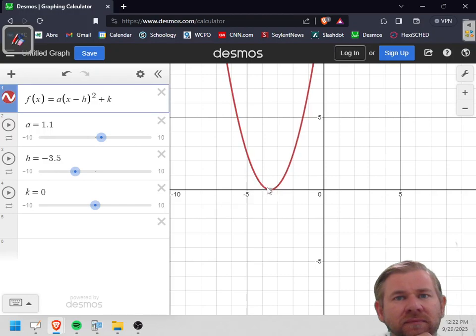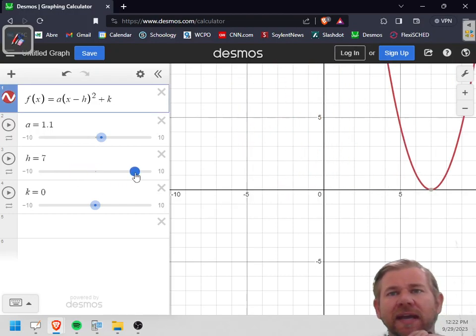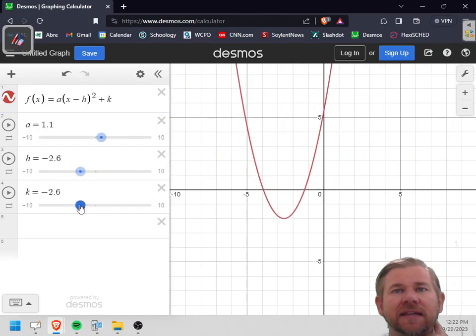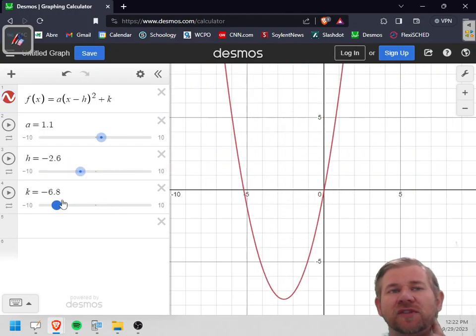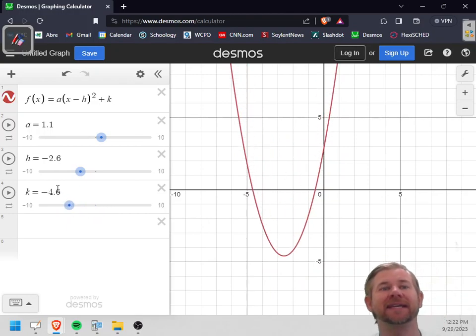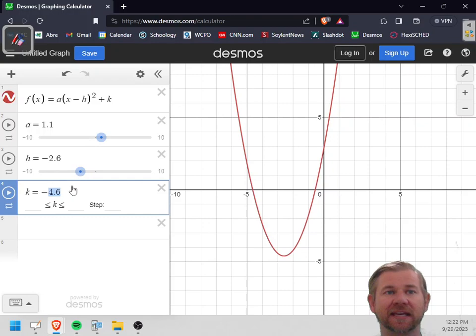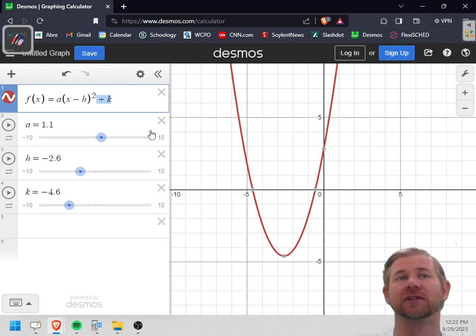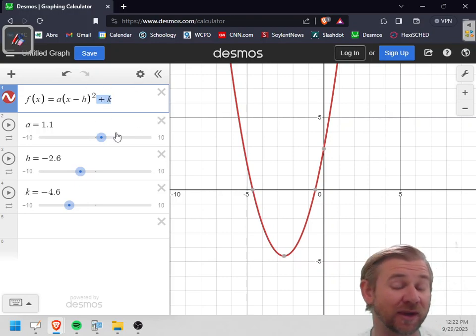Oh, h moves it left and right. That's the x-coordinate of the vertex. And k moves it up and down. That's the y-coordinate of the vertex. Notice how k is not the y-intercept, though. See how that's negative 4.6? The y-intercept is not negative 4.6. So in vertex form, you cannot just look at k and tell me the y-intercept. You have to do a little bit of work for that. And we'll talk about that in a second.